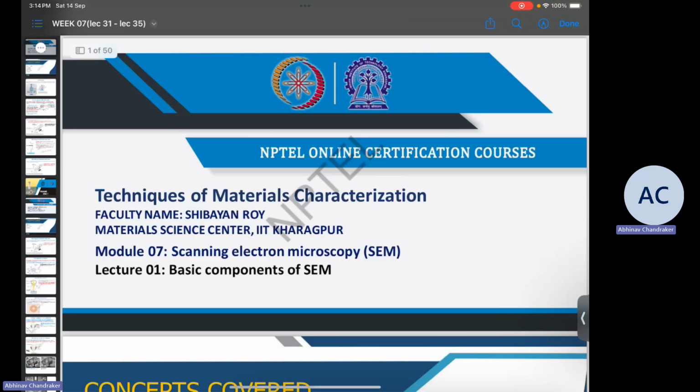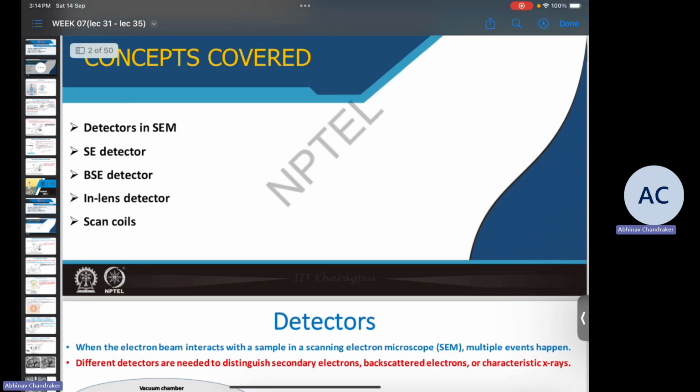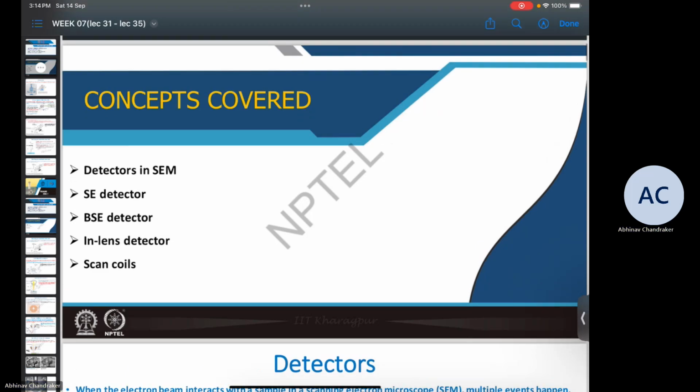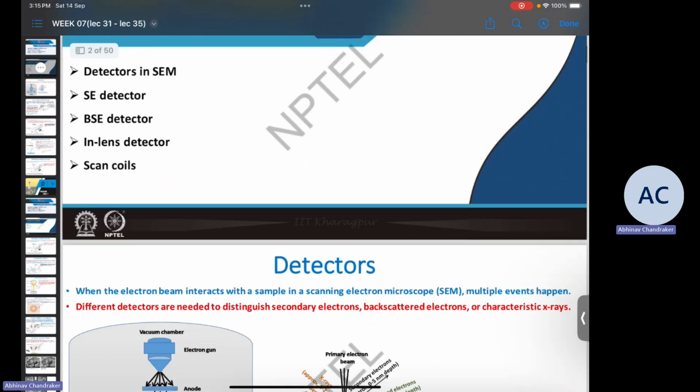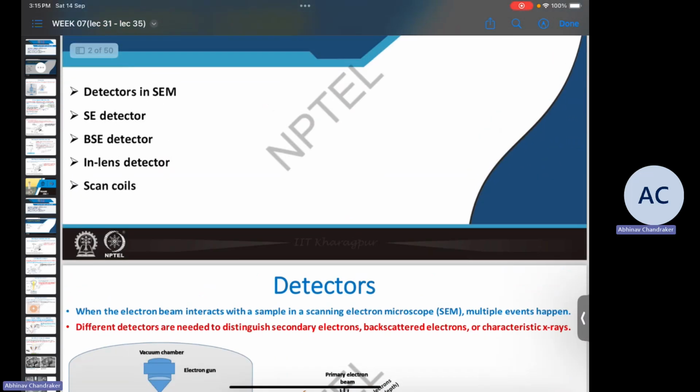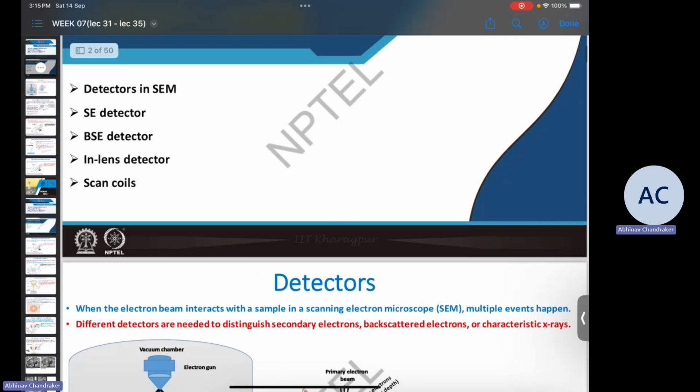Let's look at what we had covered in week 7. There we discussed the detectors present in SEM, the different kinds of detectors, and the mechanisms involved in the detection. One important one was the Everhart-Thornley detector. Then we looked at how SE detectors and BSE detectors can be different, and the different principles by which detection happens for both, or the differences in the detectors for each of these.